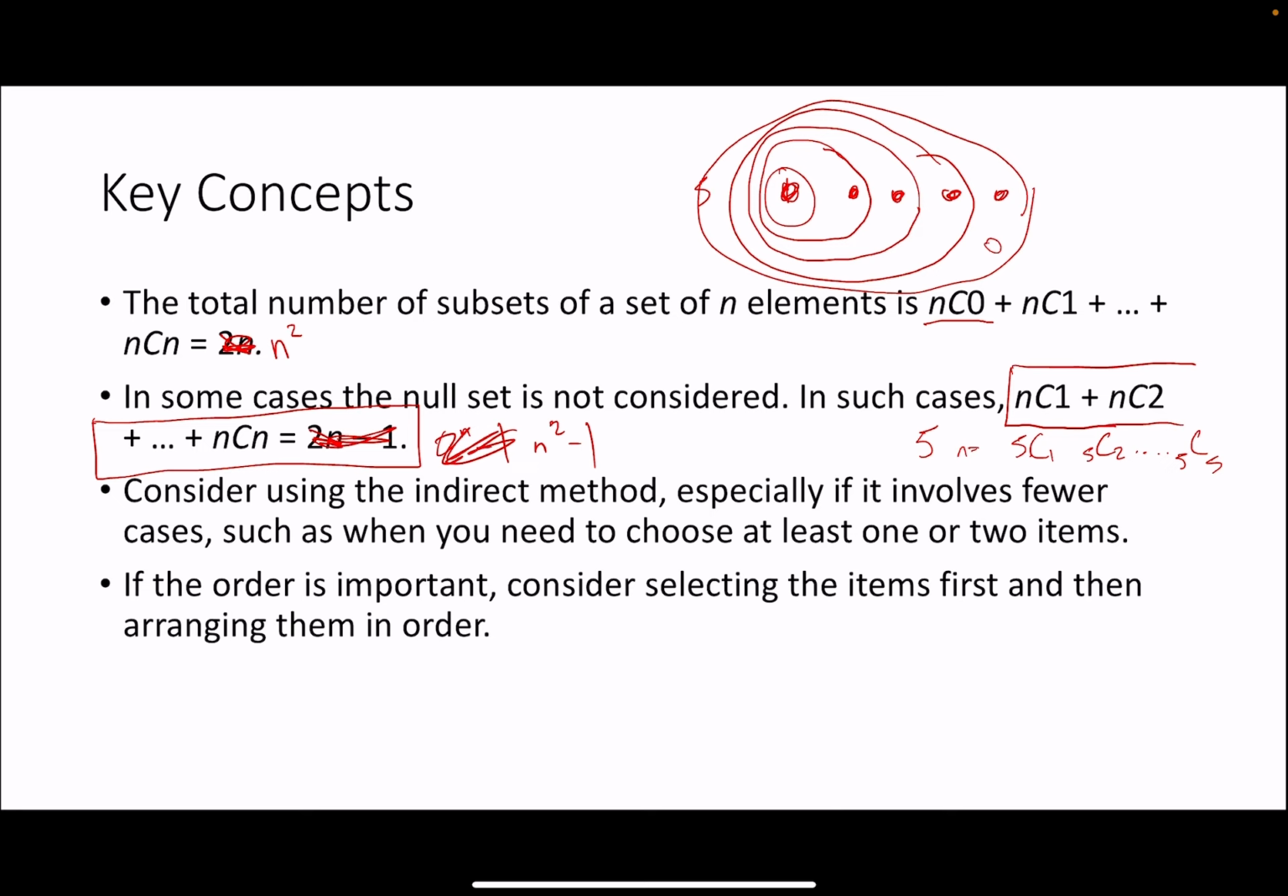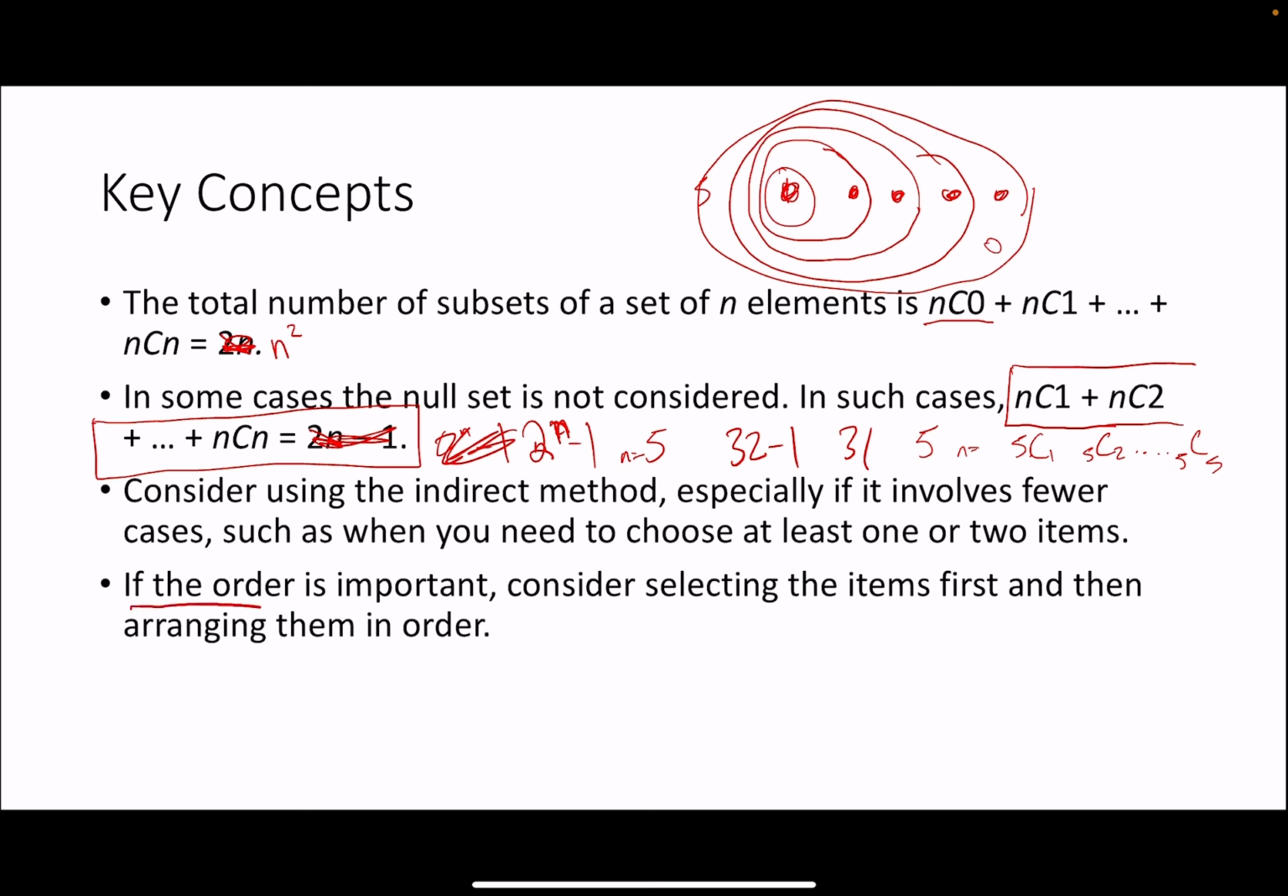Okay, consider using the indirect method, especially if it involves fewer cases, such as when you need to choose at least one of 2 items. By the way, we had 5 items, so n equals 5. My mistake, it's 2 to the n minus 1. I apologize. Which is 32 minus 1 cases, which was 31 if you remember.